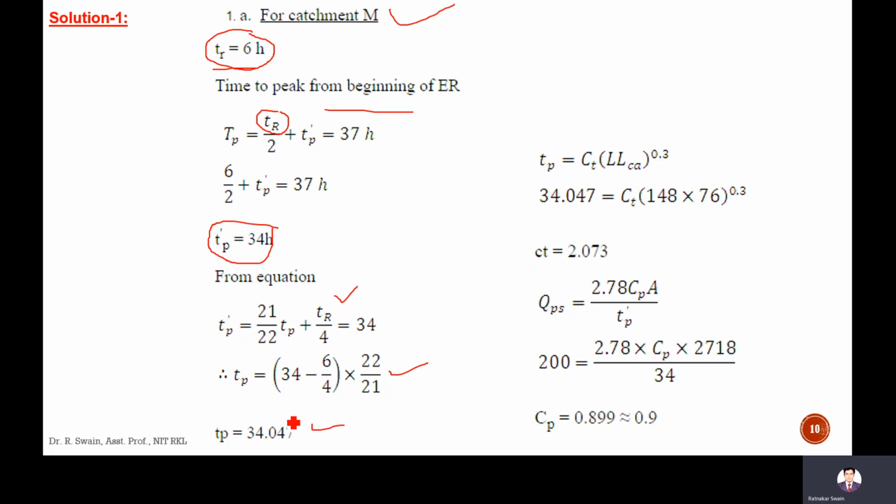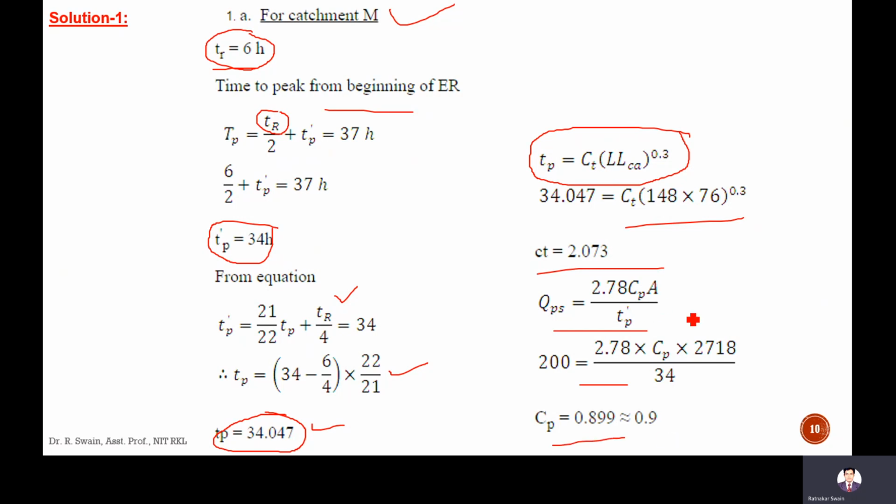So once TP is calculated, okay, that TP is nothing but the CT into L into LCA to the power 0.3. So using this equation we can estimate CT value. And QPS is given, so QPS is given means we use this equation, so CP value can be determined by putting A value, TP dash value.